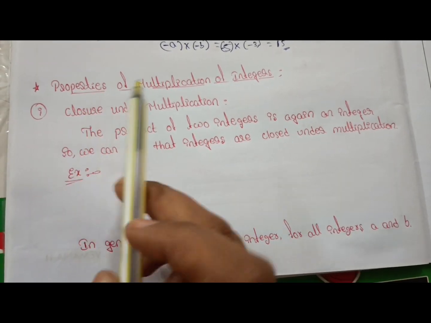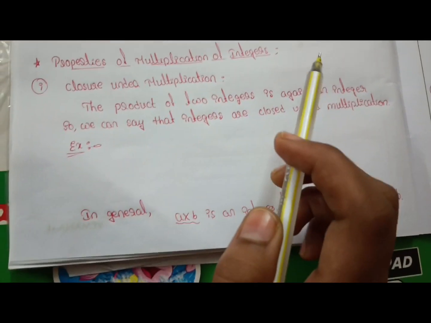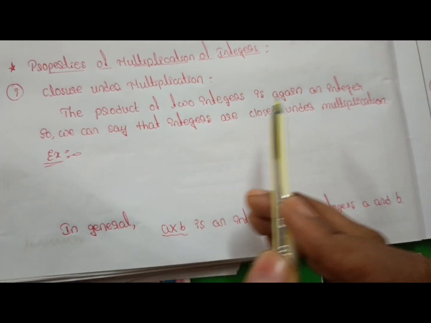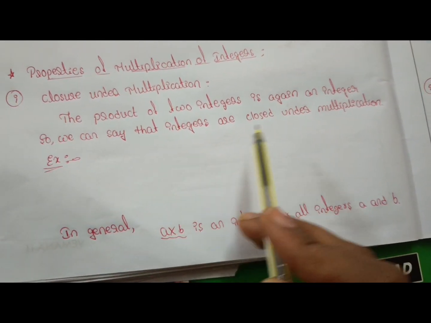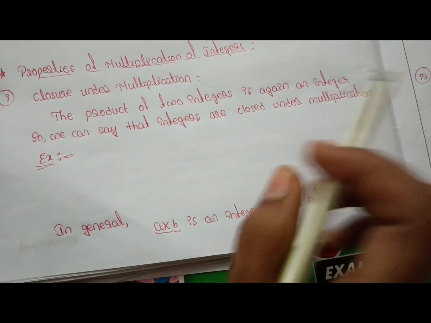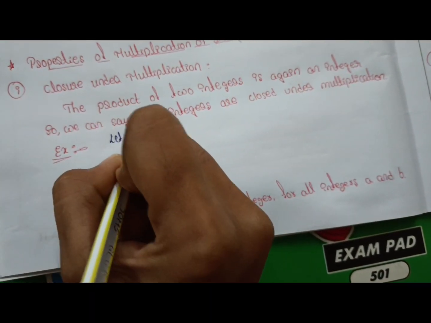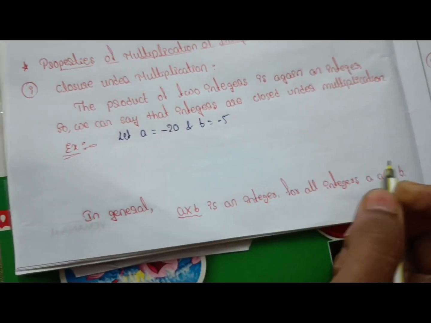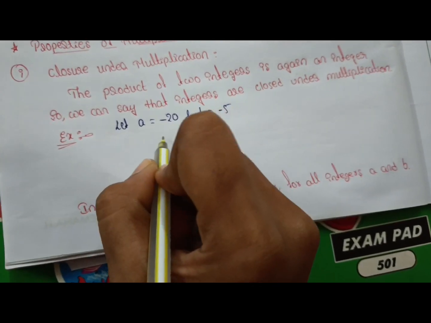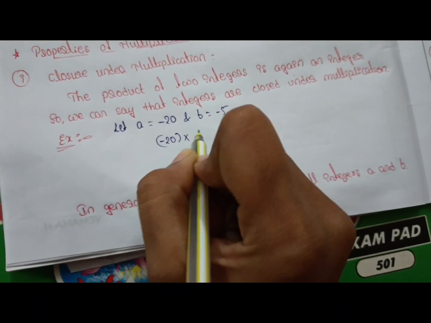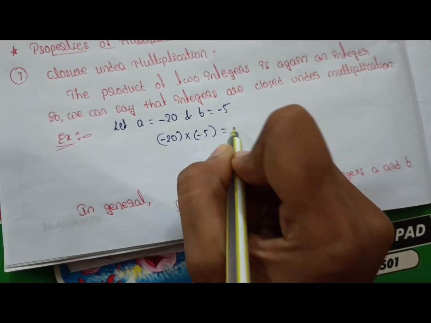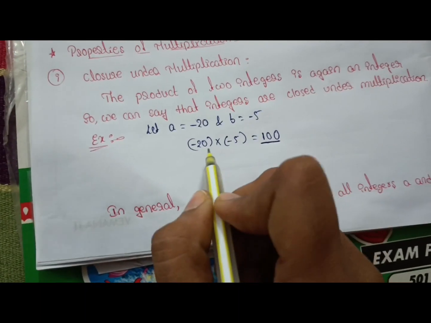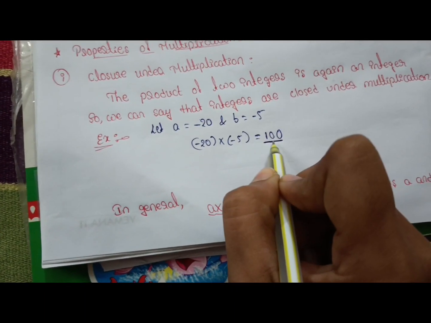There are some more properties related to multiplication of integers. First one, closure under multiplication. That is, the product of two integers is again an integer. So we can say that integers are closed under multiplication. I will take some examples. Let a is equal to minus 20 and b is equal to minus 5. We have to multiply these two integers. So minus 20 into minus 5. This is equal to 100. We got again an integer. When we multiplied two integers, we got again an integer.